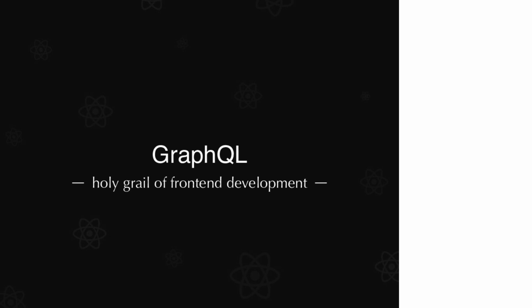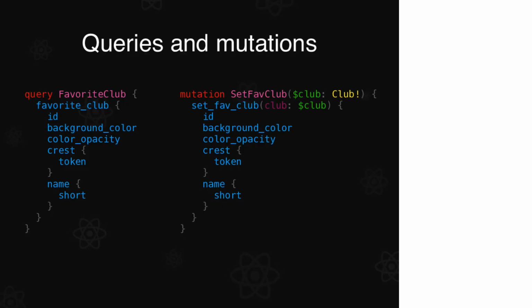First thing is GraphQL. Probably most of you already tried it in your project. Honestly, I feel like working with GraphQL against the REST API is just a big win. You can write queries and ask exactly for the things you need. Like in this example, please just give me the ID, background color, opacity, the crest, and the name. And you have it. And if you want to send some data to the server, you just make a mutation and let the resolvers on the backend side take care of it.